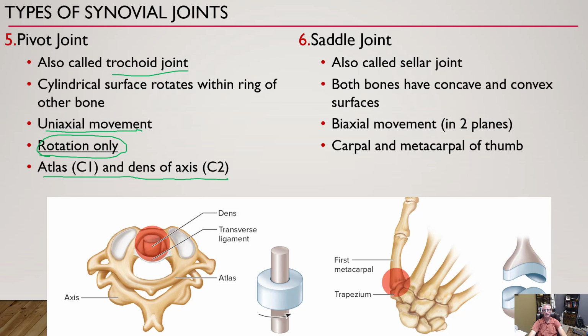Your saddle joint, also called a sellar joint. You'll never hear sellar joint. Again, concave, convex surfaces, biaxial movement, so two planes. So this is between your carpal and your metacarpal of your thumb. So that would be this joint down here, right there, between your trapezium and that first metacarpal.